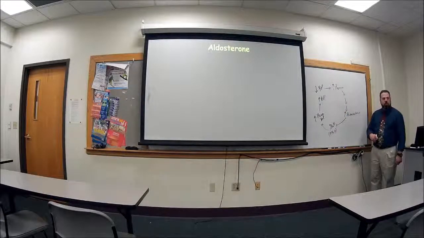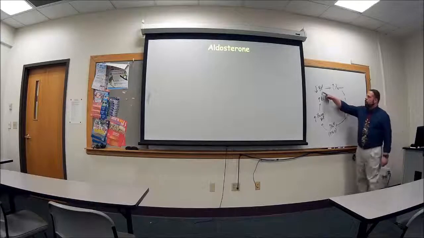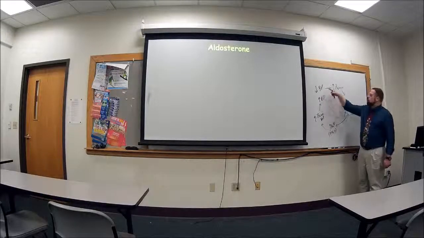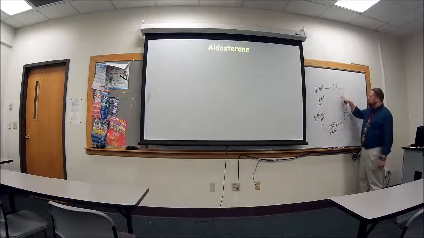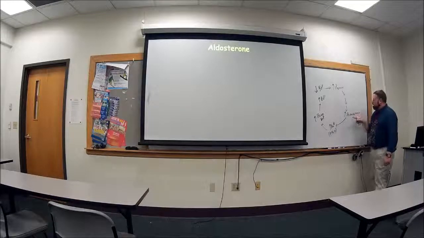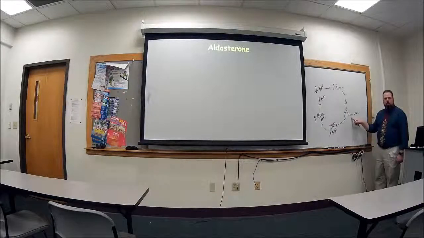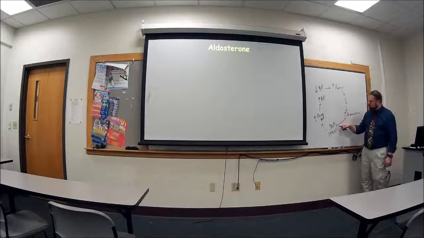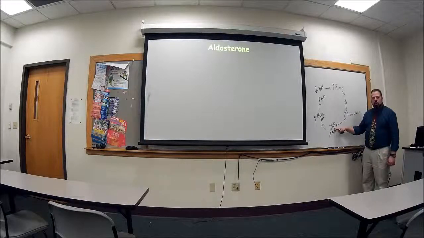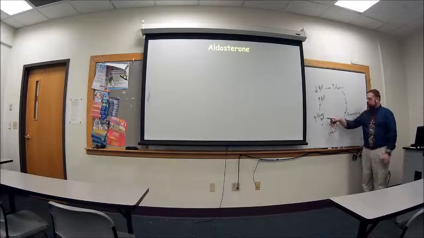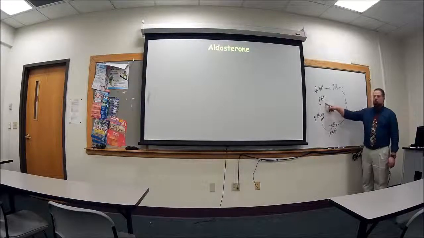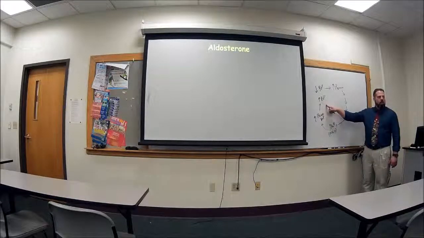Does that make sense? Right? Your blood pressure decreases, your renin is going to go up, a series of events happen, that'll make aldosterone go up. Aldosterone from your adrenal cortex is then going to reabsorb sodium. Water is going to follow. That means your blood volume will go up, which means your blood pressure will go up. Right? Does that make sense?